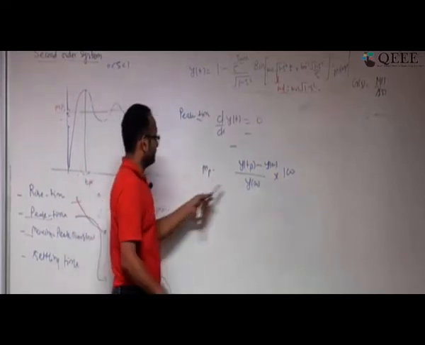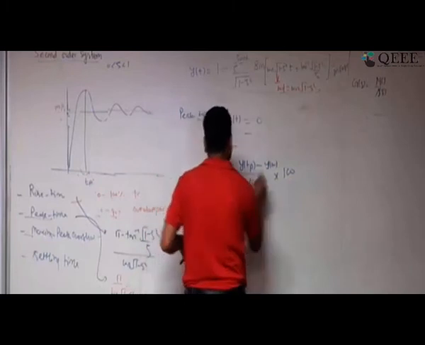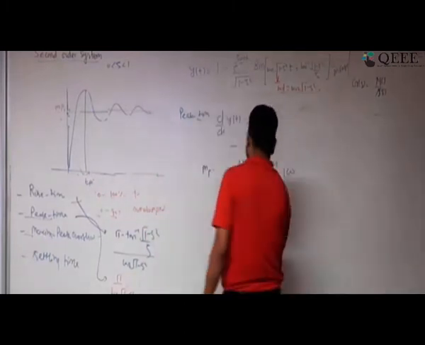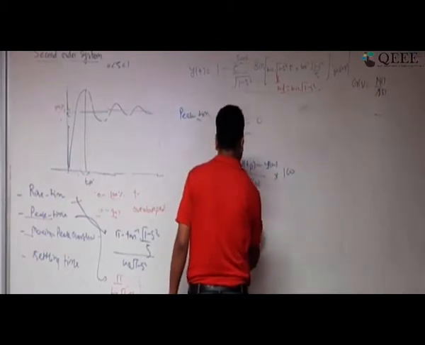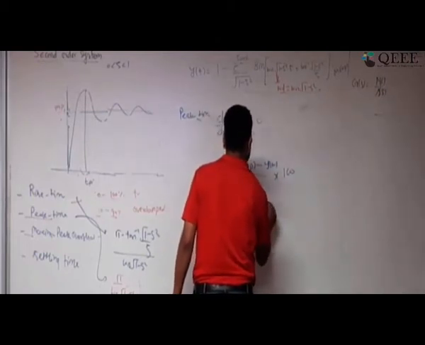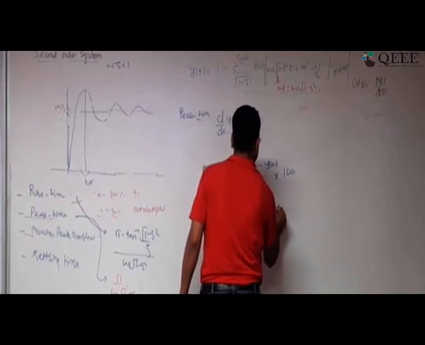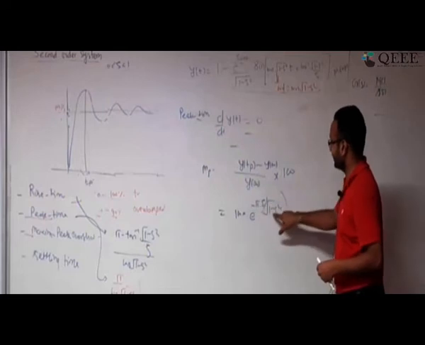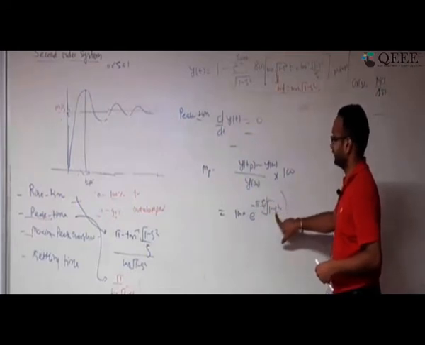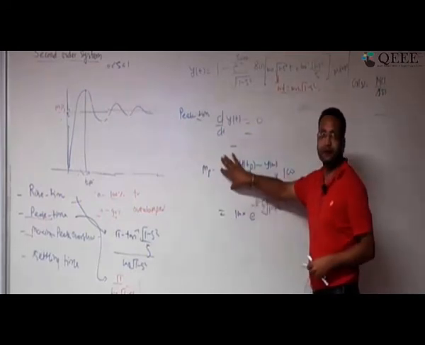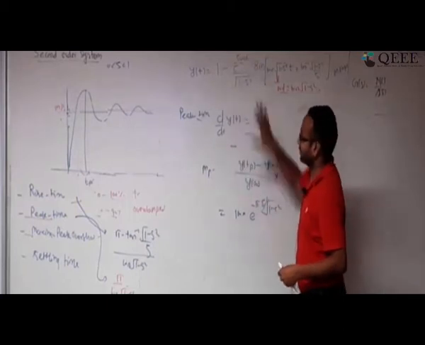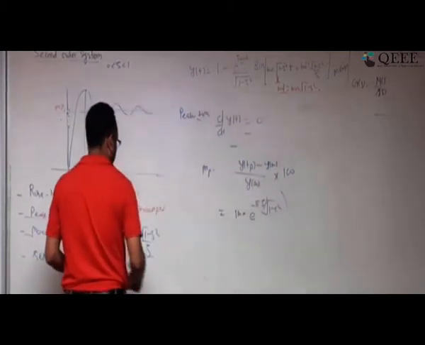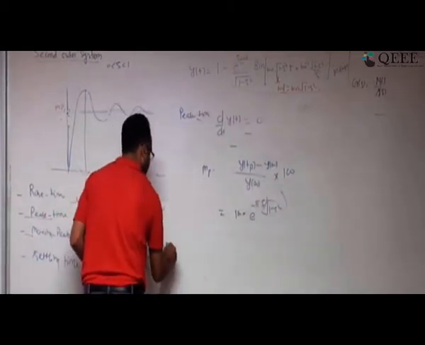Maximum overshoot, again, if you solve this entire thing and plug it in, the final relation I am writing is 100 into e to the power minus pi zeta divided by root of 1 minus zeta square. Please note that this is pi zeta divided by the root of 1 minus zeta square. I am not deriving it again, it's pretty straightforward, you can solve it. So the third part, maximum overshoot, is defined by this.